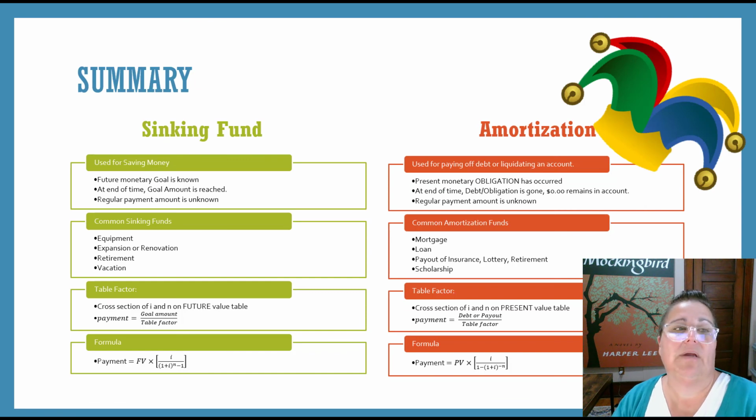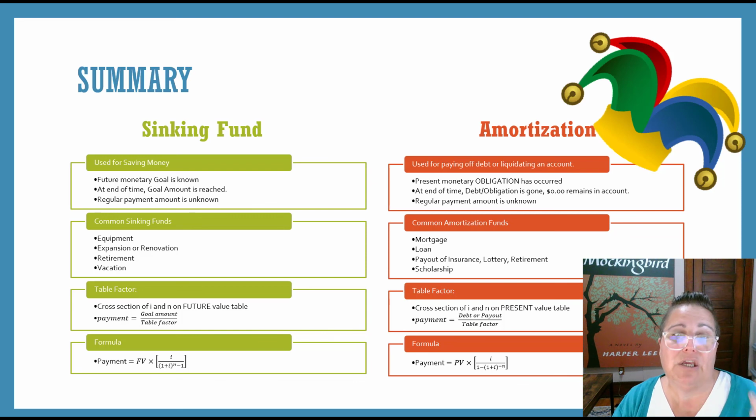All right. So here's a summary comparing the sinking fund to the amortizations. The sinking fund is used for saving money. It's about a future monetary goal, and that's known. At the end of the time period, 3 years, 4 years, 5 years, your goal amount is reached, and you're trying to find the regular payments that will get you to that goal. Some common sinking funds are regular equipment replacement, expansion or renovations, and on a personal level, maybe a retirement account or a vacation home.